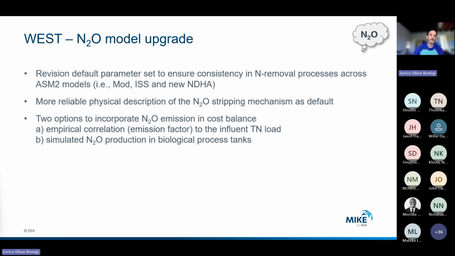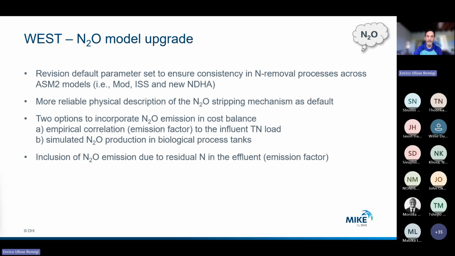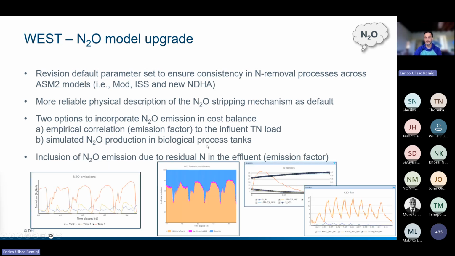And like I mentioned earlier, there are now two options to incorporate N2O emissions in the carbon balance. One, the conventional one that we've had in WEST for a few releases now, an empirical correlation through an emission factor to the influent nitrogen load. And now with this N2O emission model, a production model based on the actual N2O production simulated through the model. We've also included N2O emissions due to residual N in the effluent, of course, and these are some examples of output.